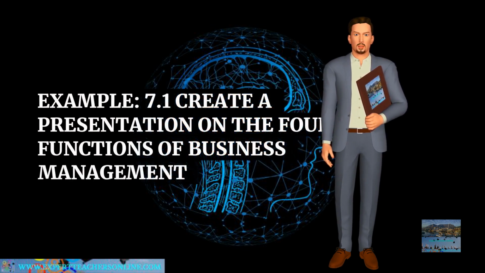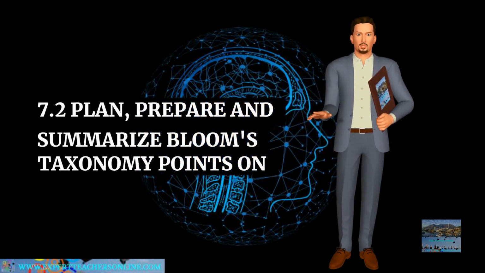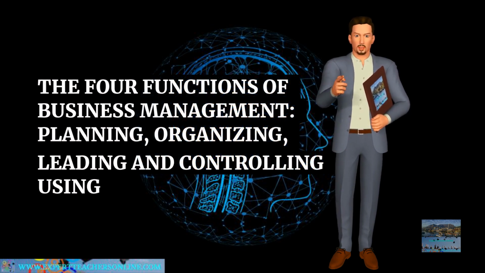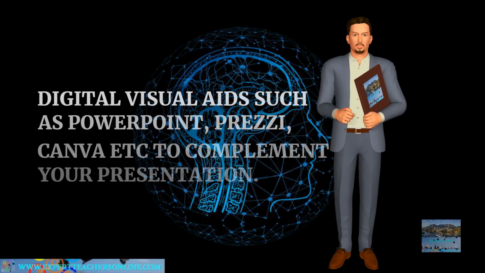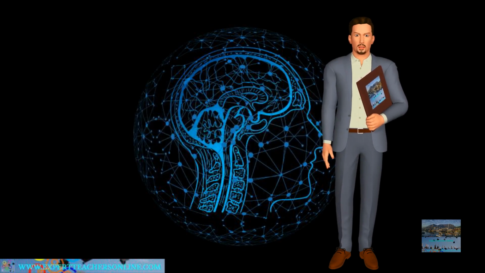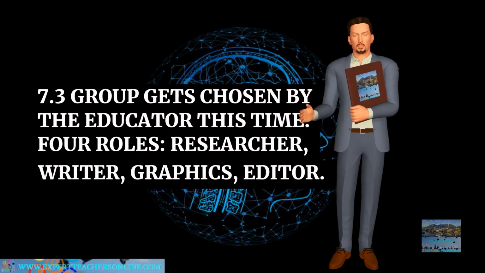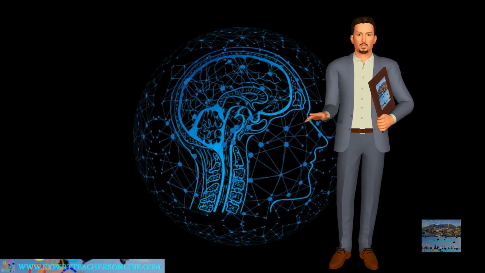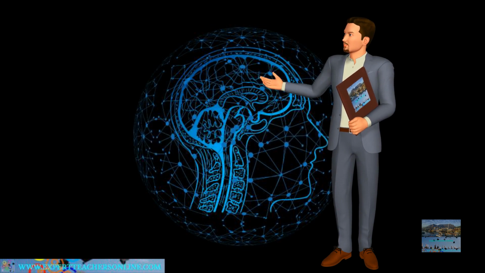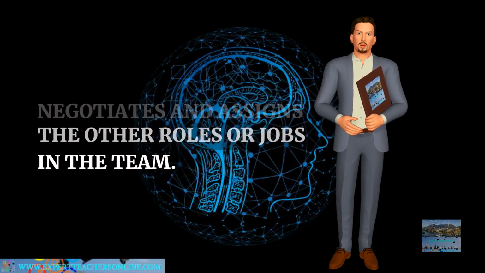Example: 7.1 Create a presentation on the 4 functions of business management. 7.2 Plan, prepare and summarize Bloom's taxonomy points on the 4 functions of business management: planning, organizing, leading and controlling, using digital visual aids such as PowerPoint, Prezi, Canva, etc. to complement your presentation. 7.3 Group gets chosen by the educator this time. 4 roles: researcher, writer, graphics, editor. 7.4 Group then chooses their leader this time. The leader is the editor. 7.5 The leader discusses, negotiates and assigns the other roles or jobs in the team.